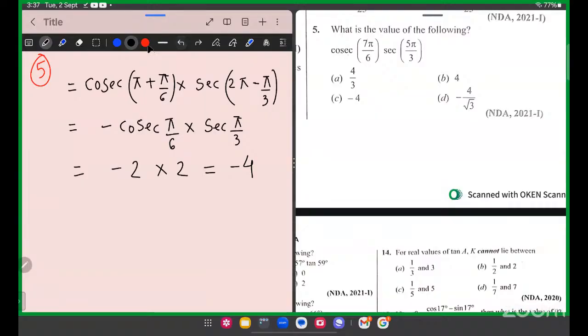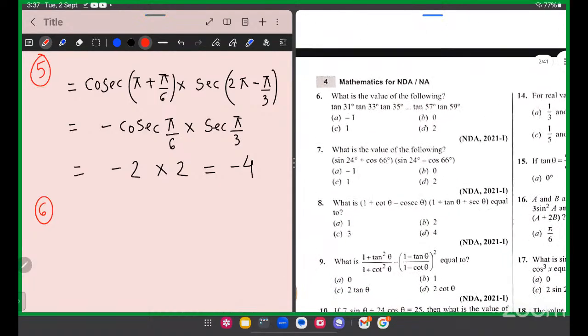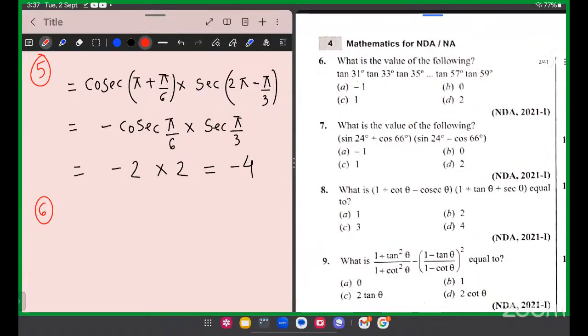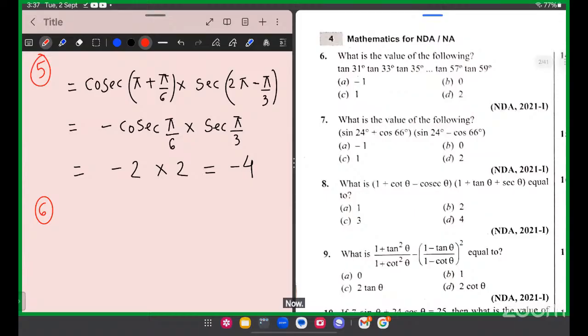Yes. Have you understood? Now we'll try to solve question number 6. Shall we move to the next question, number 6? Have you understood? Please note it down.